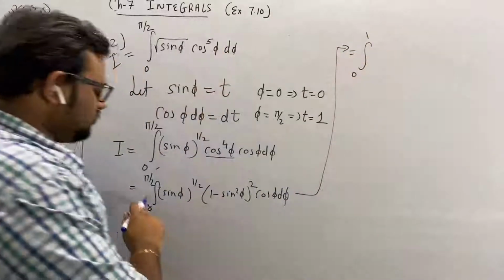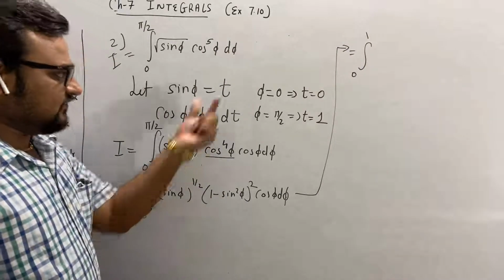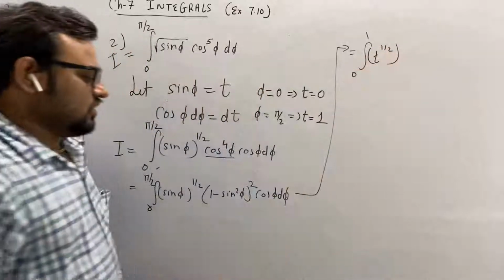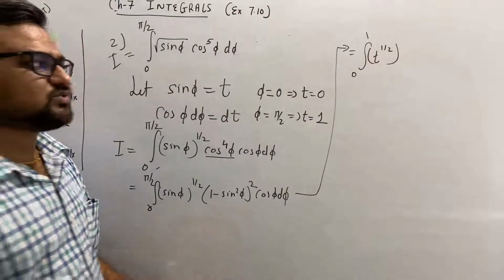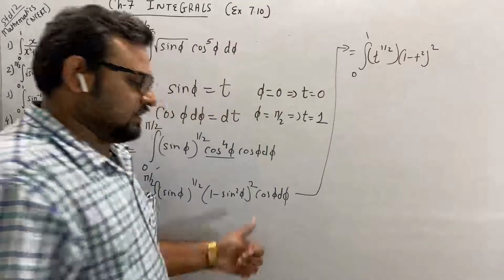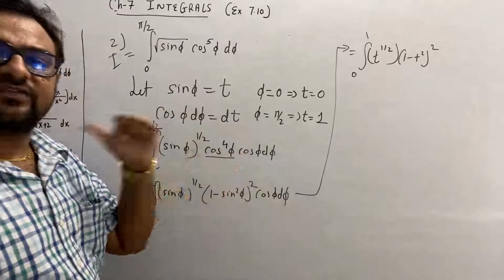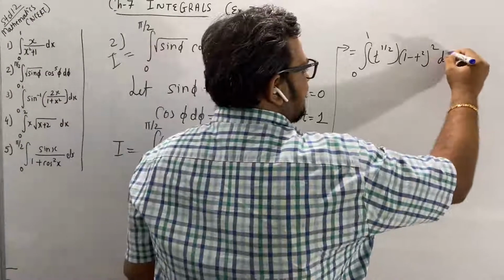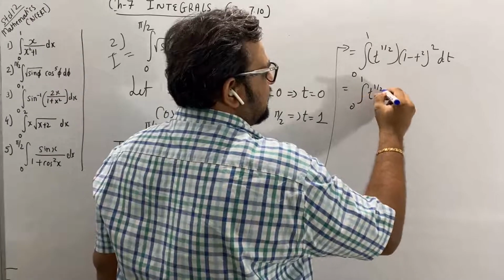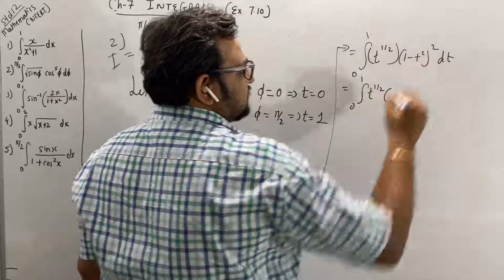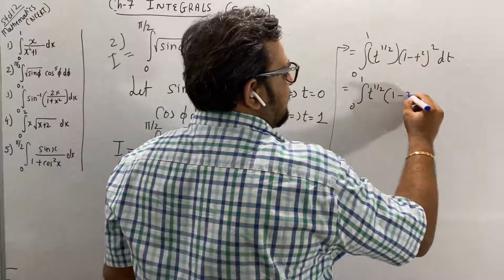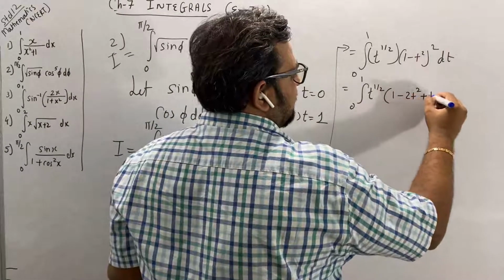0 to 1, t raised to 1 by 2, where sine phi is t. 1 minus sine square means (1 minus t square) whole square. Clear? And cos phi d phi is equal to dt. So this will be equal to integral 0 to 1 of t raised to 1 by 2, and I just use the formula (a minus b) square, a square minus 2ab plus b square.